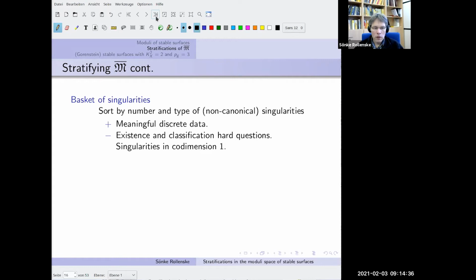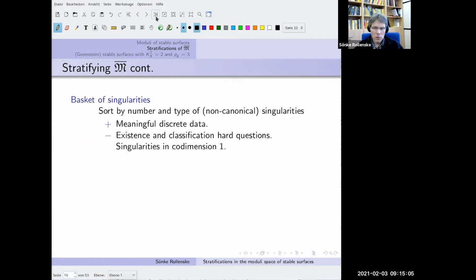Also, I have these singularities in codimension 1. So two components might be glued along a curve, and then I have to remember maybe how this curve sits inside the component. So it's not just isolated points where I can just attach a number and be happy and think I know everything. So it's also not always very satisfying.